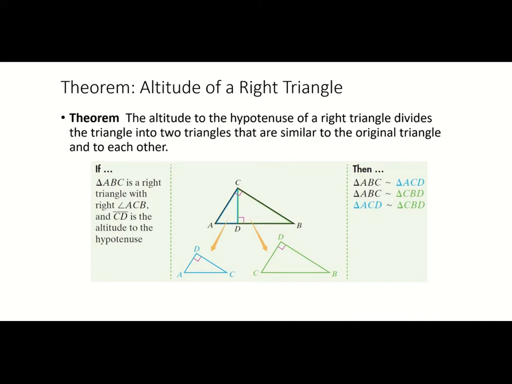All right, so we have a theorem here, and it's the altitude of a right triangle. What it says is the altitude from the right angle to the hypotenuse of a right triangle divides the triangle into two triangles that are always going to be similar to the original triangle and to each other. So they're all similar triangles. Really what you create, like you saw in the Yay Math video, is one large triangle, a medium-sized, and a small triangle.